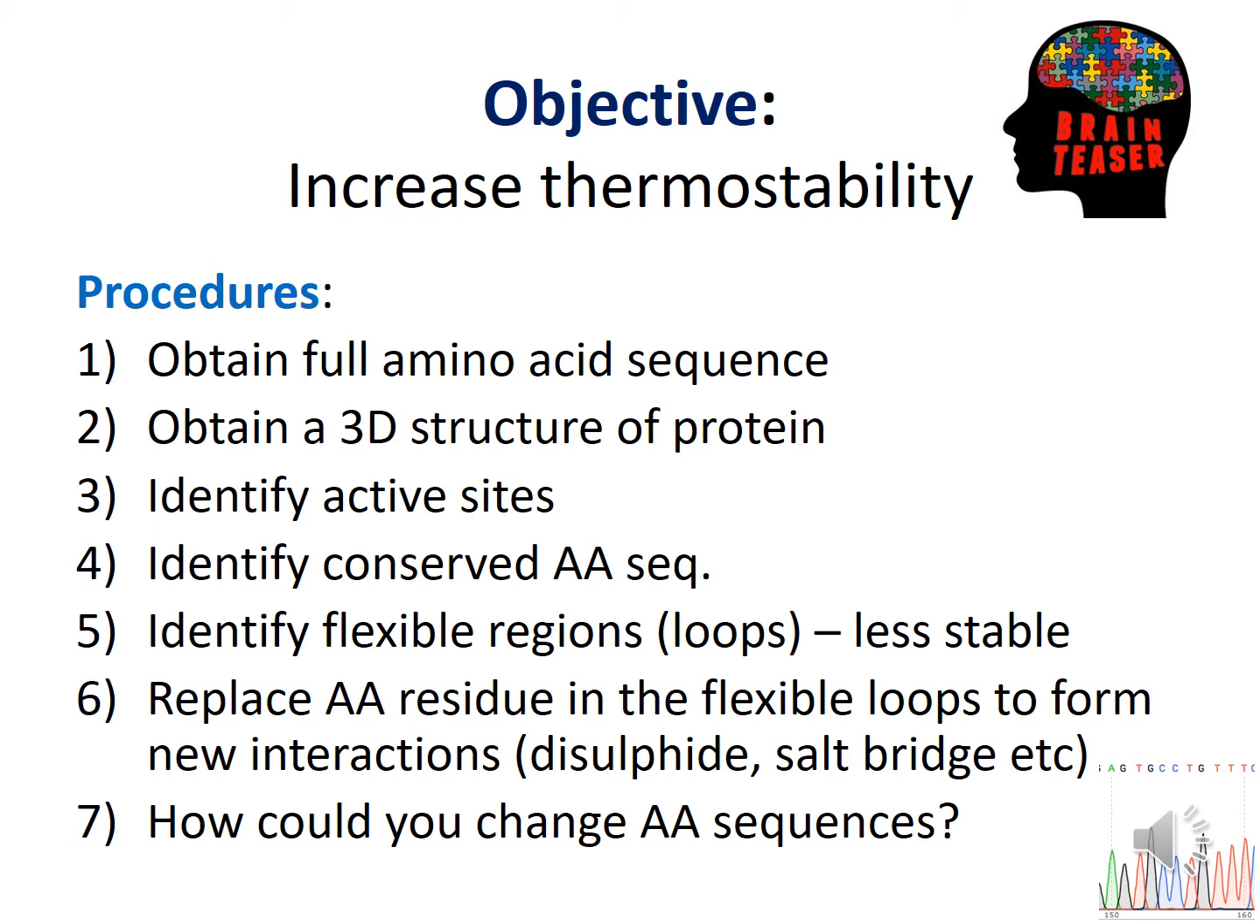And now, coming to the important part, you need to identify the flexible regions in the protein, like loops, that makes it less stable, and then replace amino acid in the flexible loops to form new interactions, such as disulfide bonds, salt bridges, and so on. But the question is, how could you change the amino acid sequence? Well, you can do it by mutating the gene that encodes this enzyme. Of course, there are many approaches that you can use. Here is just one example.